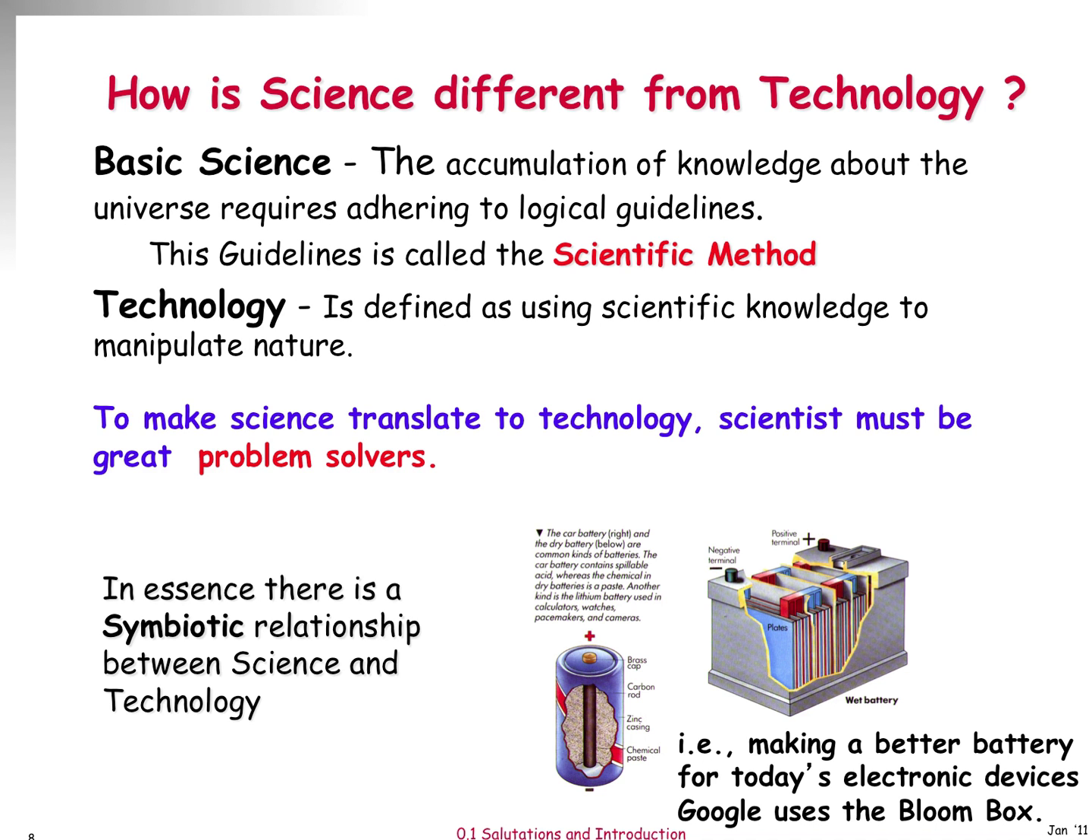To make science translate to technology, scientists must be great problem solvers, because they need to take the fundamentals of science and apply it to their needs. Some examples are how we use chemical reactions to operate our cell phones or these hybrid cars.